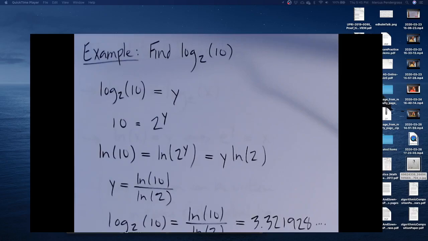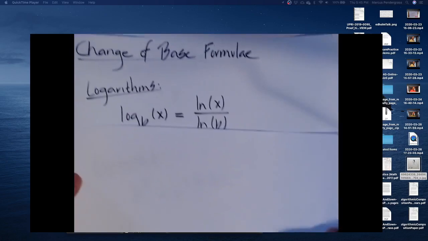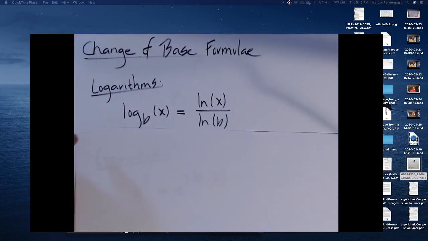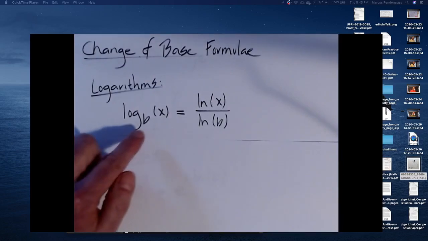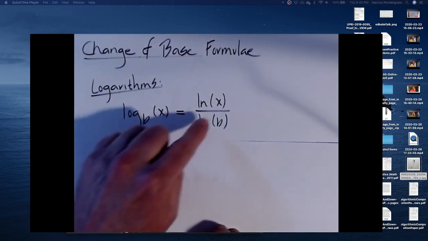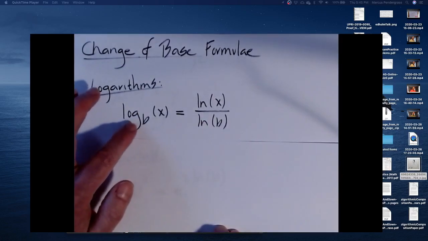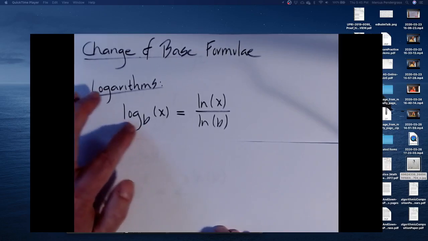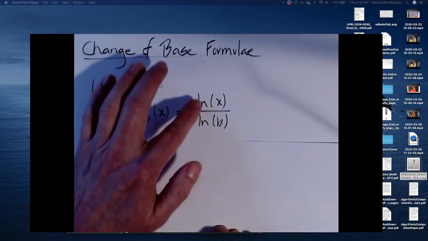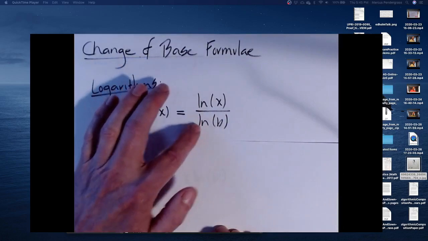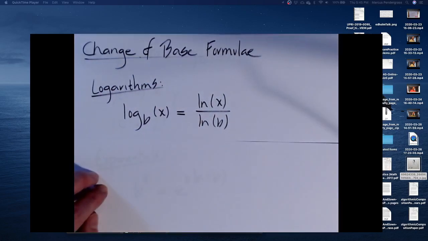So in general, this is true for any logarithm. There is a change of base formula that expresses any log, a log to any base, in terms of the natural log. And it's just the same as what we just basically saw. Log base b of x is just the natural log of x divided by the natural log of b.